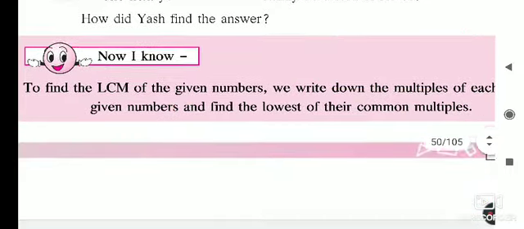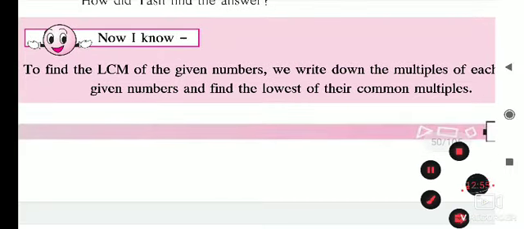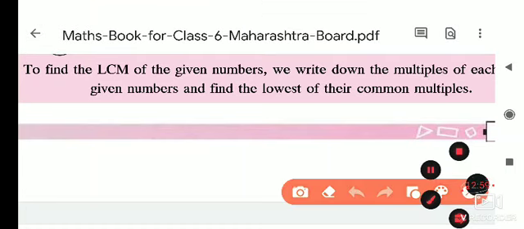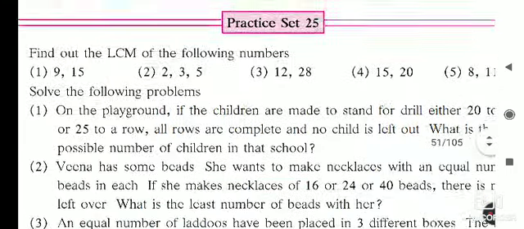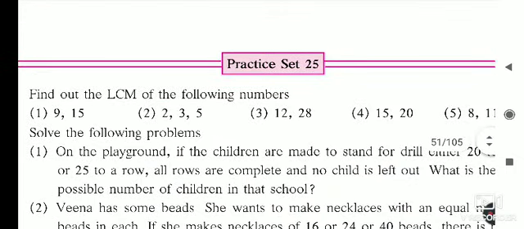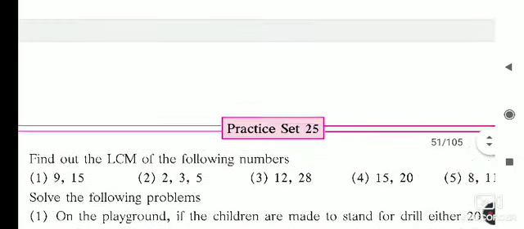To find the LCM of given numbers, we write down the multiples of each given number and find the lowest common multiple. So this is the LCM. How are we finding it? First of all, we write the multiples, and the lowest common one is the LCM of those numbers. Okay, so here is the exercise. First of all, we will see what is the LCM of 9 and 15.